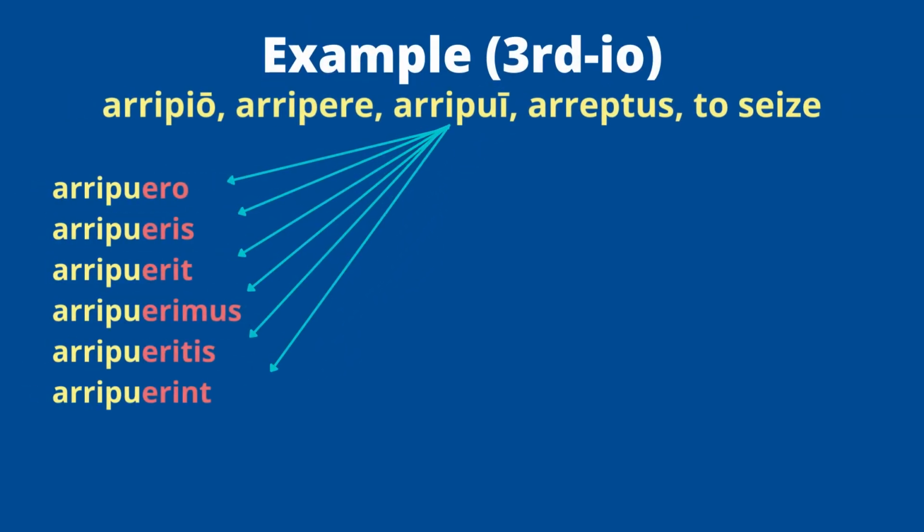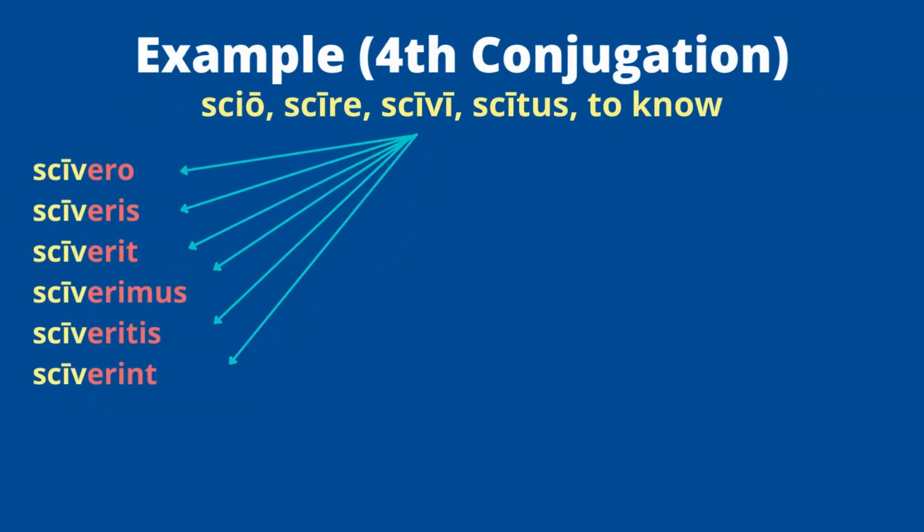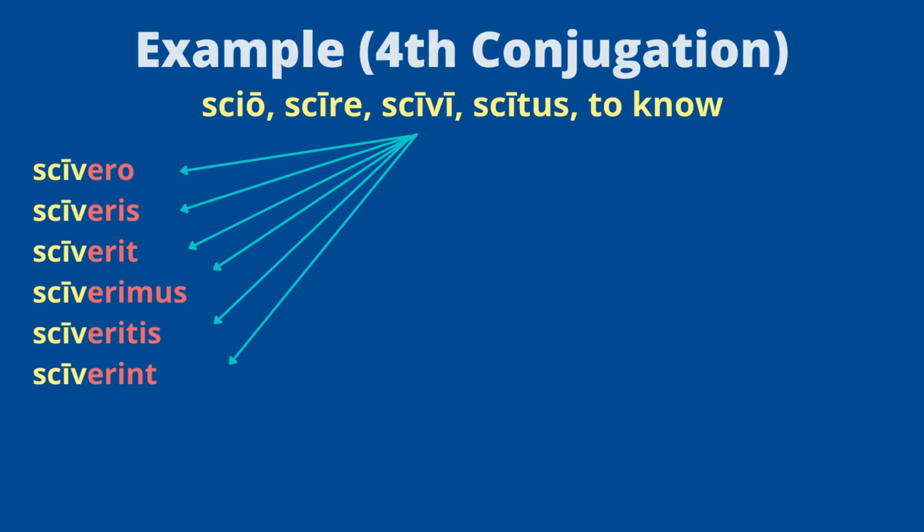The next verb we're looking at is a third io, just to, again, prove to you that conjugation doesn't matter. You go right to that third principal part, ripui, drop the long i, add on ero, eris, erit, and you get ripuero, I will have seized, ripueris, you will have seized, and so on and so on. Okay. The last one we're going to look at is a fourth conjugation verb. You go to that third principal part, scivi, drop the long i, add your endings, ero, eris, erit, and you're all set. So scivero means I will have known. Then you have you will have known, he, she, it will have known, we, you all, and they.